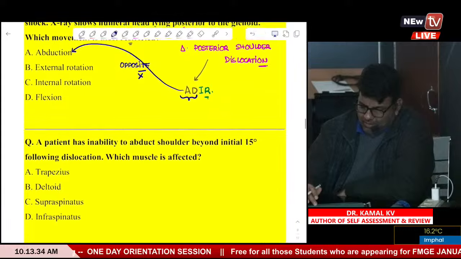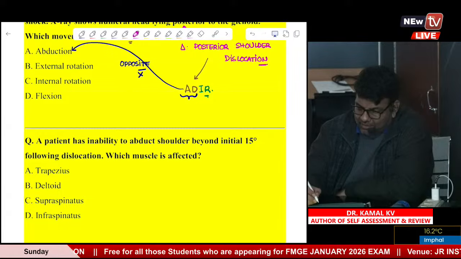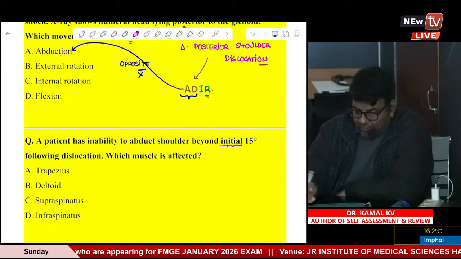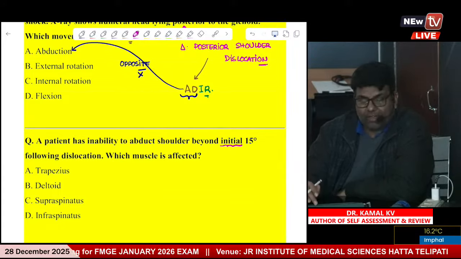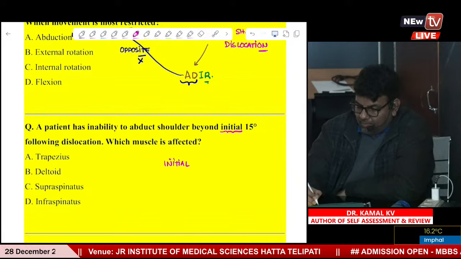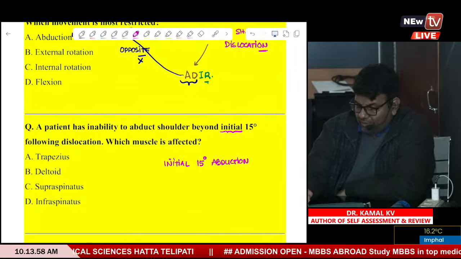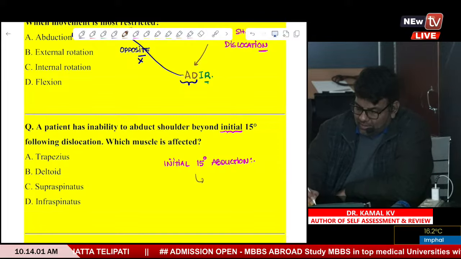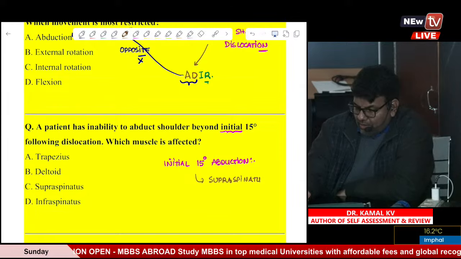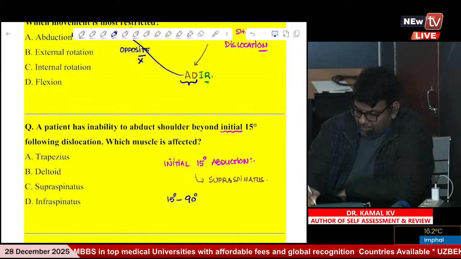Next question. A patient has inability to abduct the shoulder beyond the initial 15 degrees following dislocation. Which muscle is affected? So initial 15 degrees of abduction, and we know which muscle is responsible for this: supraspinatus. From 15 to 90 degrees, deltoid.